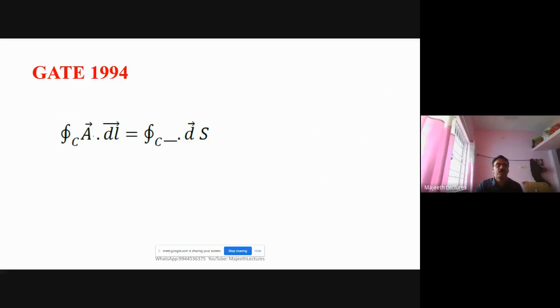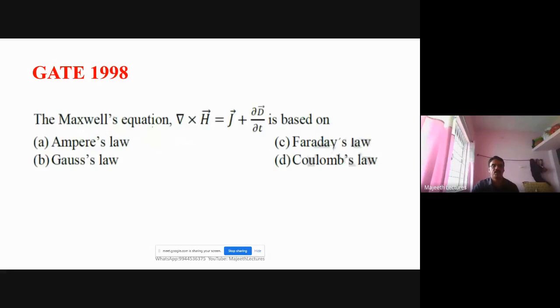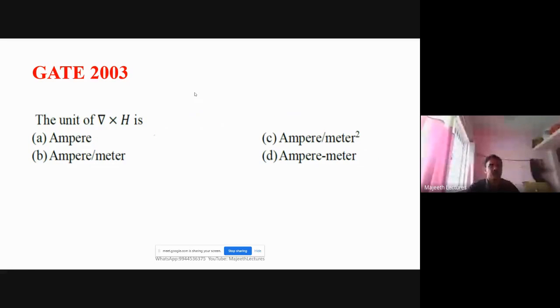Just now we have seen A dot DL. This is a gauge question. Who is relating line and surface integral? This is Stokes theorem, del cross A dot ds. It should not be a closed C, it is an open C only. Next, the Maxwell's equation del cross H is J plus dou D by dou T, which is based on Ampere circuital law. So it is ACL. Next, del cross H has a unit of, this is a very critical question. You see, del cross H is equal to J. What is J? Current density, ampere per meter square.